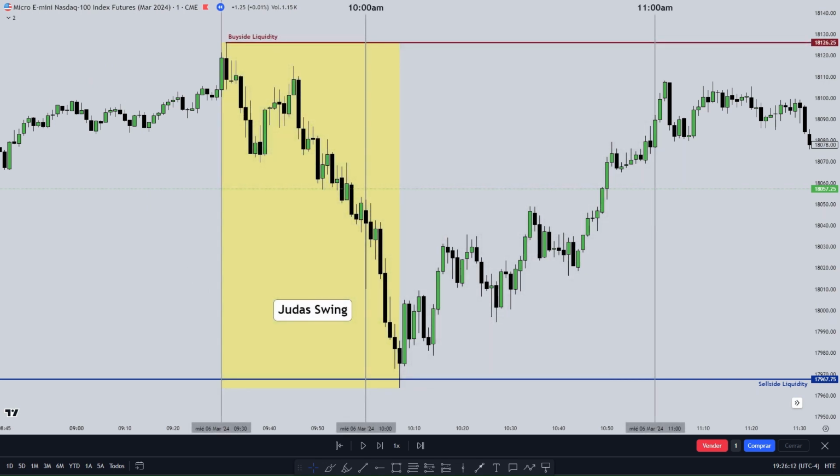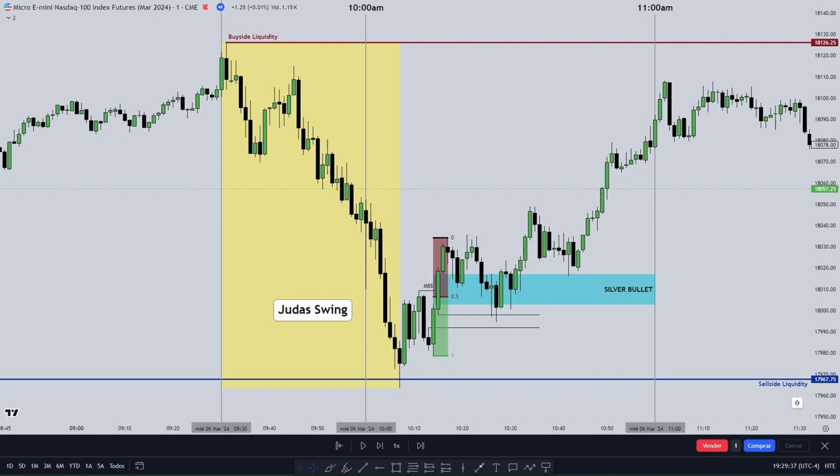Well, as you already know, the first move from the 9:30 open presented a Judas swing right into the sell-side liquidity pool that I showed you. As you can see, price made a market structure shift with a fair value gap to the upside after sweeping the sell-side liquidity. This is one of my favorite models to trade. It's really easy once you have backtested it enough.